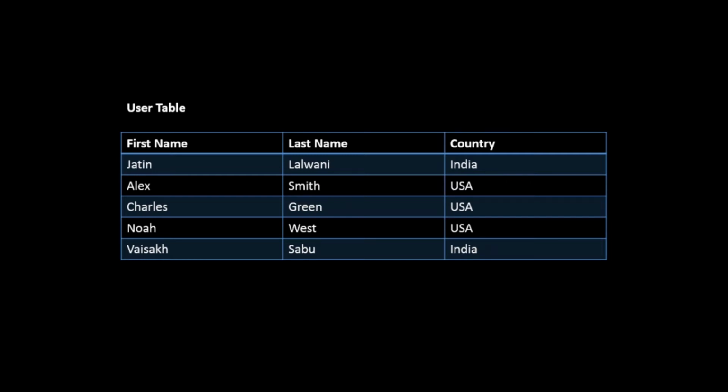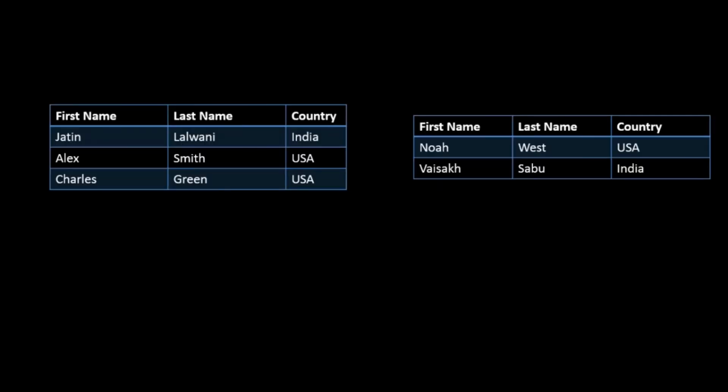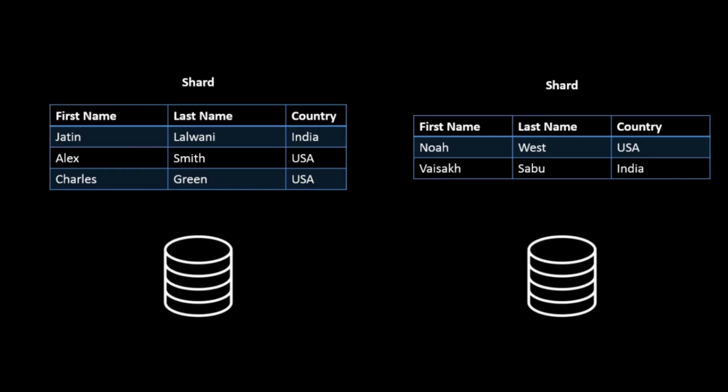Sharding is generally done when the size of your data is so huge that it doesn't fit on a single machine. So what we do is we split the data horizontally into two or more parts. These parts are known as shards. And then we store each part or each shard on a separate machine.